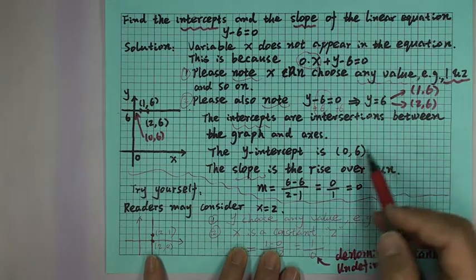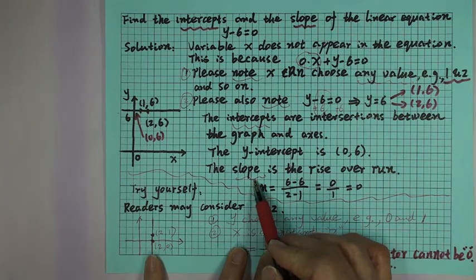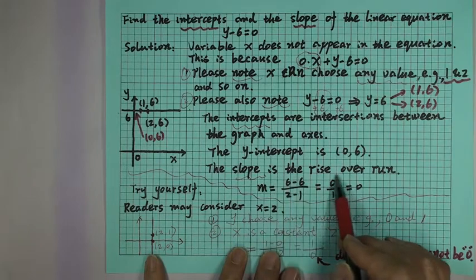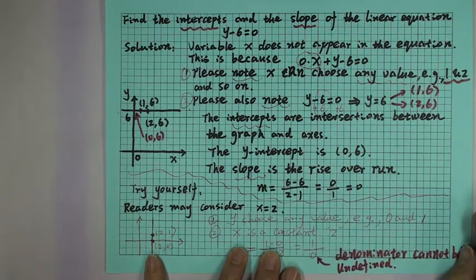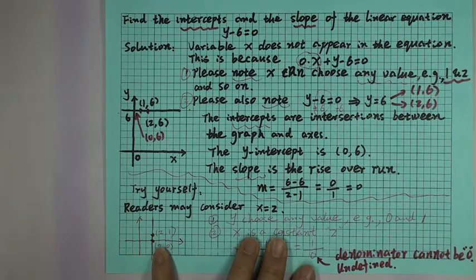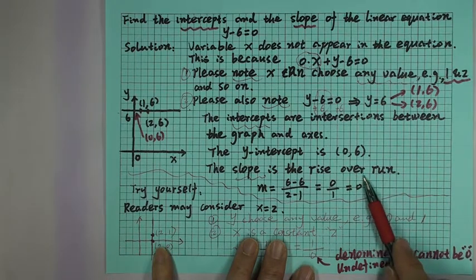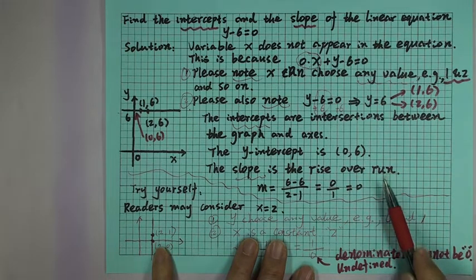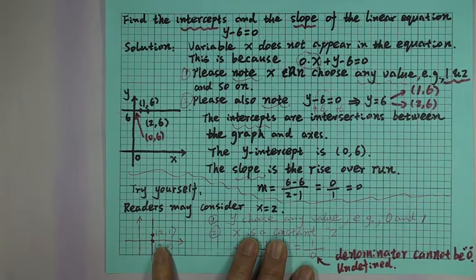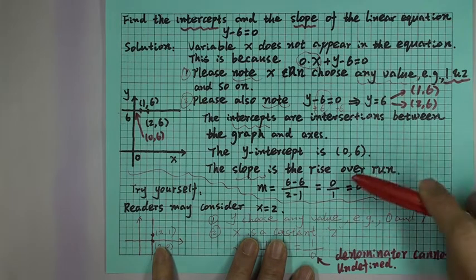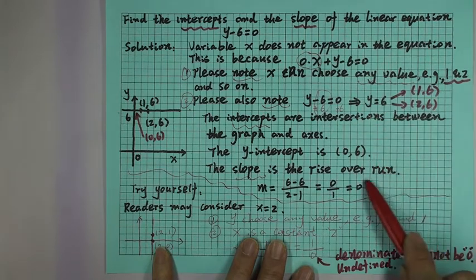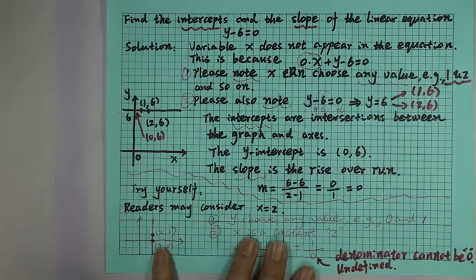Now we need to find out the slope. Slope is the rise over run. Everyone knows that. Okay, rise over run. Rise is the vertical direction, and the run is the horizontal direction. Rise is this way, horizontal run is the x direction.